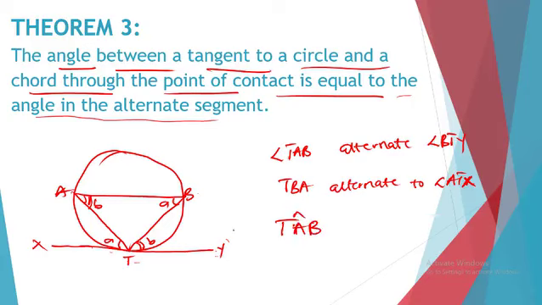TAB, angle at A in triangle TAB is equal to angle at T in triangle BTY. Since this is alternate to this, and this is alternate to this, angle at A in this triangle is equal to the angle at T in this triangle. And similarly, angle at B in triangle TBA is equal to angle at T in triangle ATX. Okay, so that's exactly what we want to prove in this theorem. Let us quickly take an example to illustrate these theorems better.